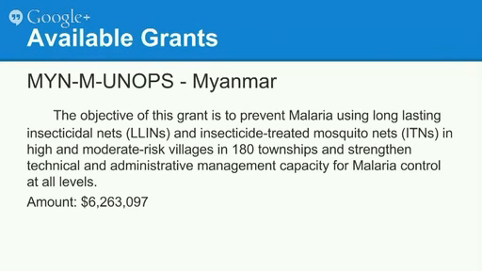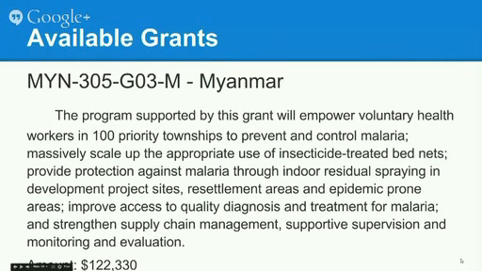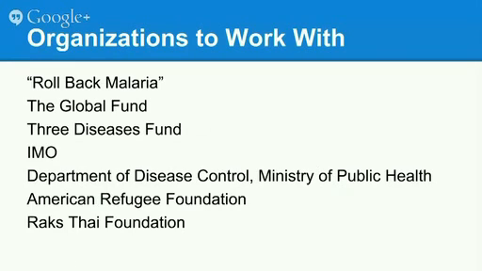The next grant that we're going to be looking at is also through the Global Fund, and it's pretty similar to the last one. It focuses on 100 priority townships that need to control malaria, and it's working on the epidemic-prone areas, and the grant money is for around $120,000.